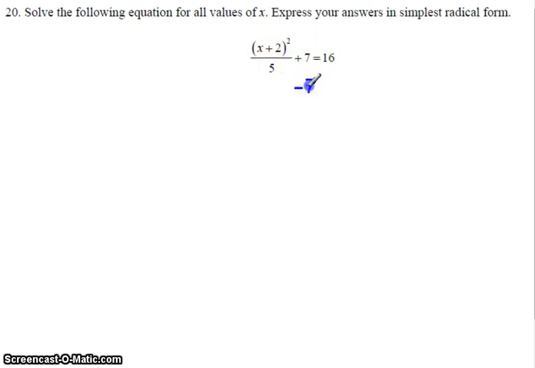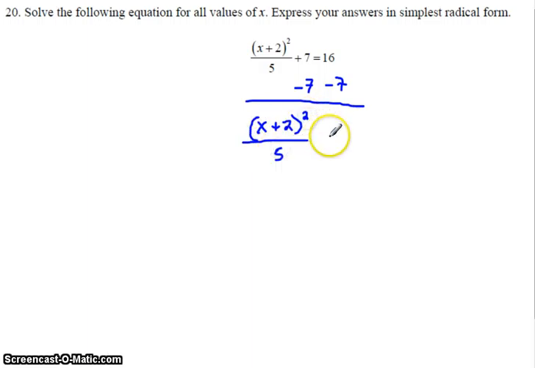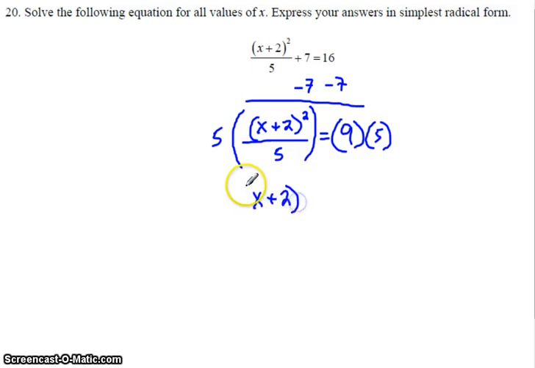So I'm going to subtract 7 from both sides, leaving me with x plus 2 squared over 5. That is a bad looking 2. All right. Equals 16 minus 7 is 9. Now, we could put 9 over 1 and cross multiply, but I think it's just as easy to say, well, divided by 5, I'm going to multiply both sides by 5. So this gives me x plus 2 quantity squared equals 45.